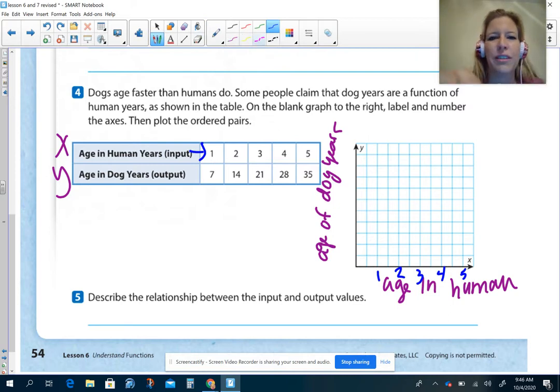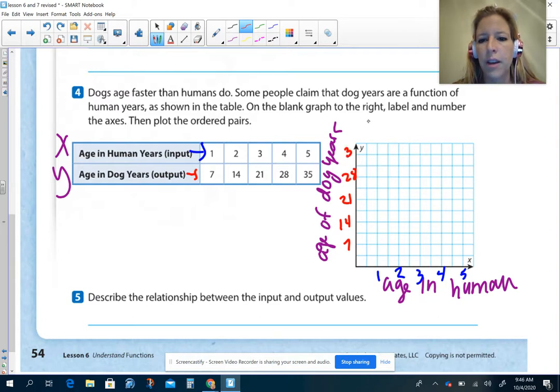Okay, so let's look at our dog. Age and dog. 7, 14, 21, 28, 35. Hey, how is this one going up? Are we going up by 7s? We sure are. So guess how I'm going to go up in my Y's? I'm going to go up by 7s. 7, 14, 21, 28, and see, 1, 2, there we go, 35. Okay. So I want you to pause my video and I want you to graph it. Go.